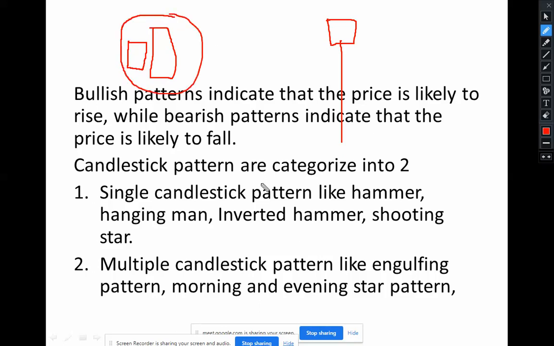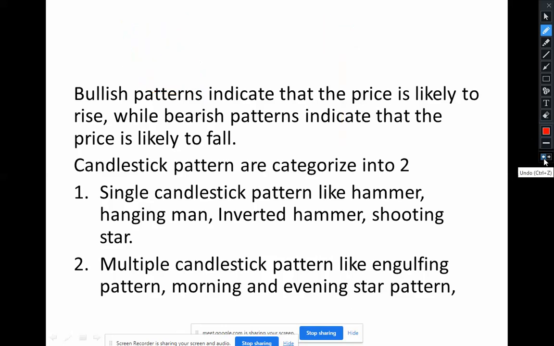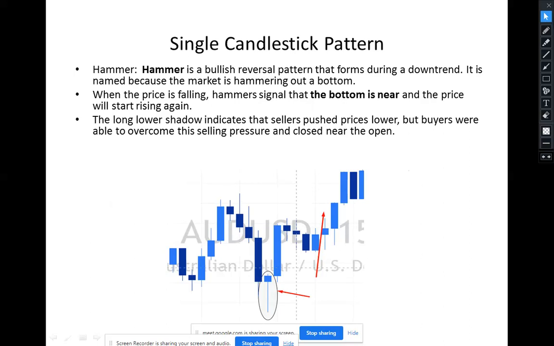There can be three, maximum at least three. So we have examples of them like the engulfing pattern, bullish engulfing, bearish engulfing. We have the morning star, evening star pattern. We have so many of them, but these are the patterns I will explain for us tonight, the ones I like to use most. So now when we talk about single candlestick patterns, we talk about the hammer.